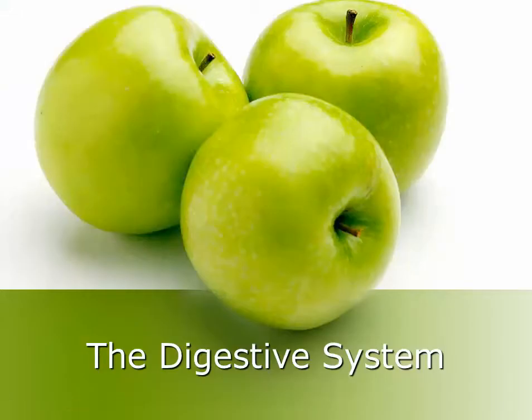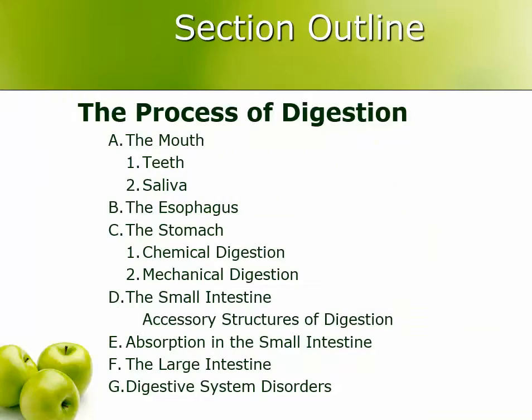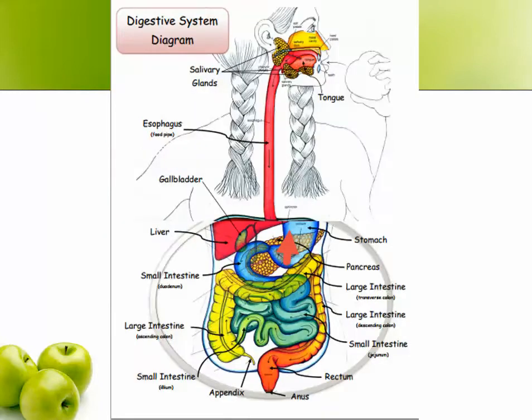Okay, we're getting ready to talk about the process of digestion and the digestive system. So we're going to look a little bit at the anatomy of the digestive system and talk about how food is actually digested. So we're going to take a look at the mouth, the esophagus, the stomach, the small intestine, and the large intestine. So here's a general picture. Actually, it's not general. It's a pretty specific picture of the digestive system. So you might want to stop the video so you can look and see where different things are on this.